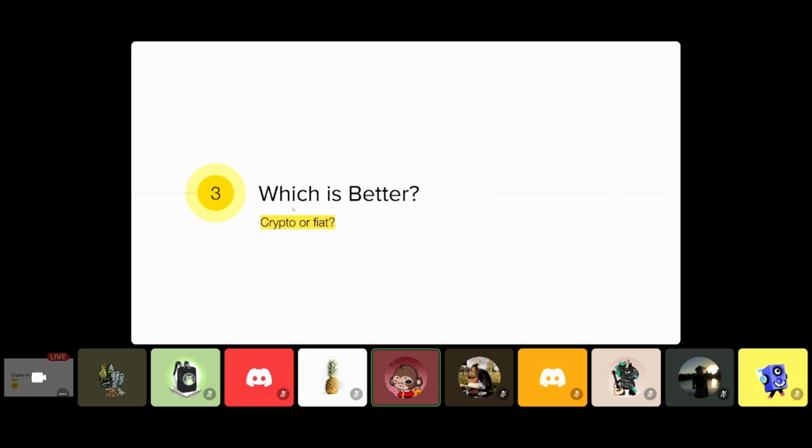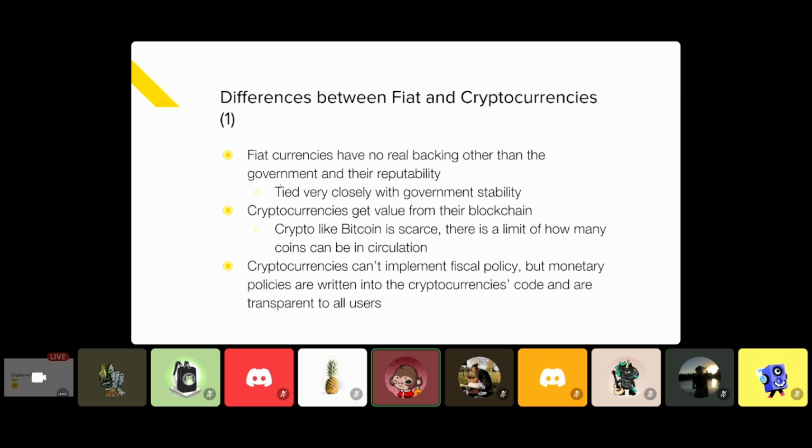So now we're going to talk about what's better, crypto or fiat. The difference between fiat and cryptocurrencies is that fiat currencies have no real backing other than the government and their reputability, and it's tied very closely with government stability. Like Sagar said, if something were to happen in Venezuela, a war, hyperinflation takes off, the currency used in Venezuela would have basically no real value because the physical bill is worth nothing, obviously.